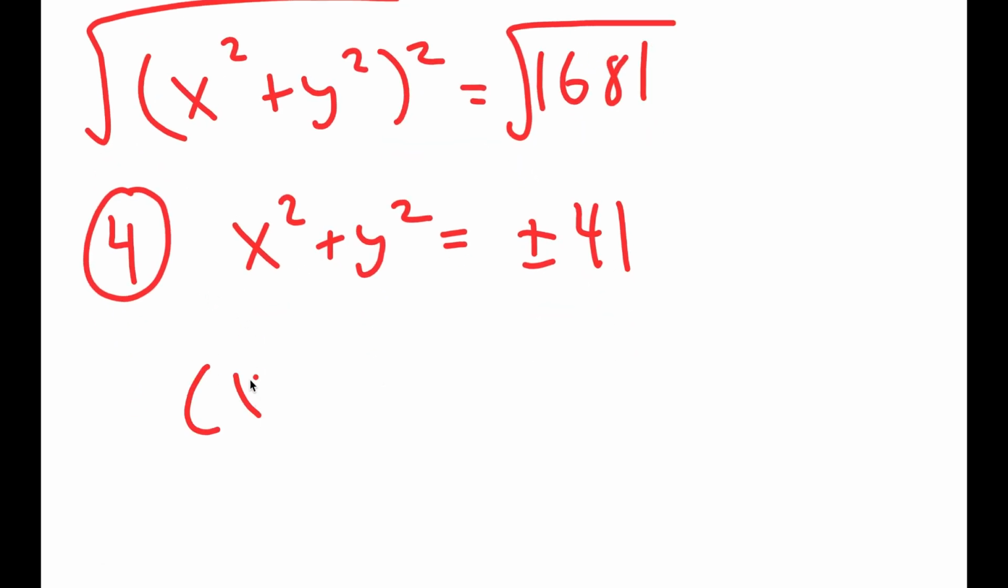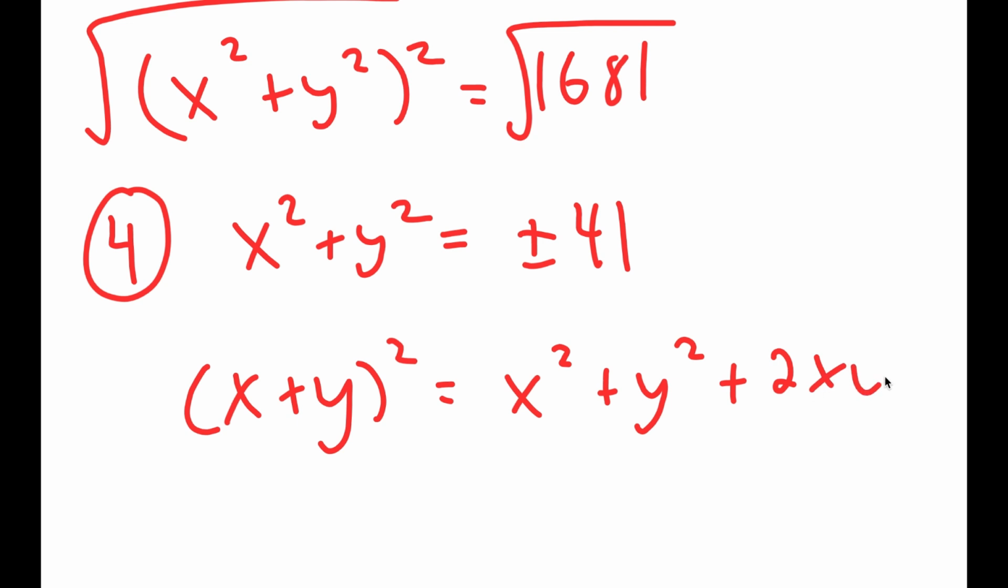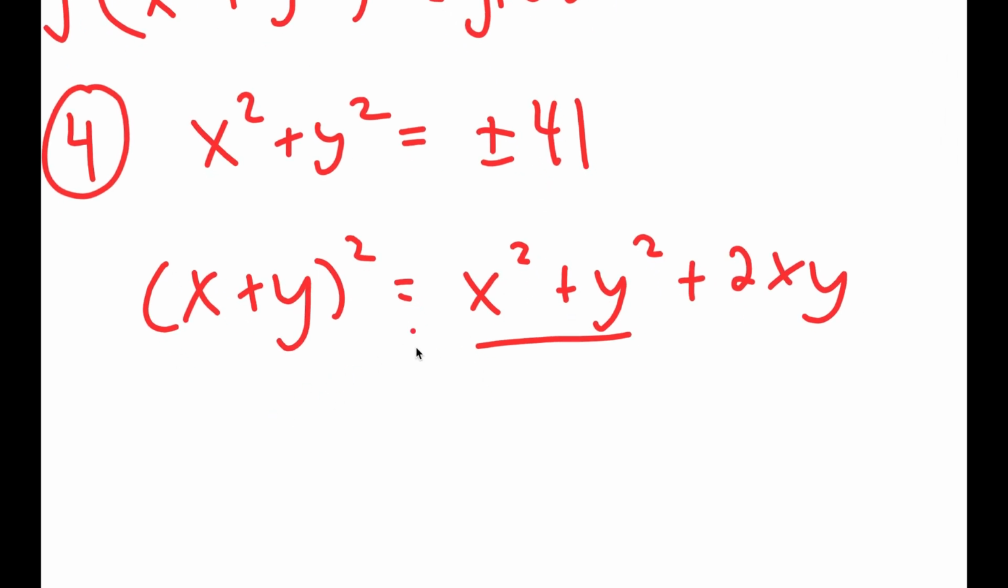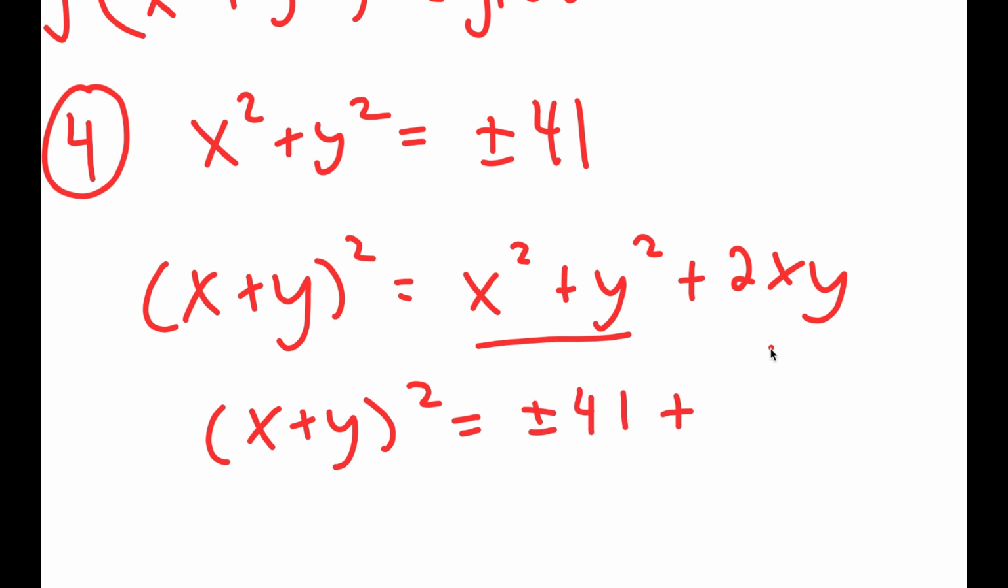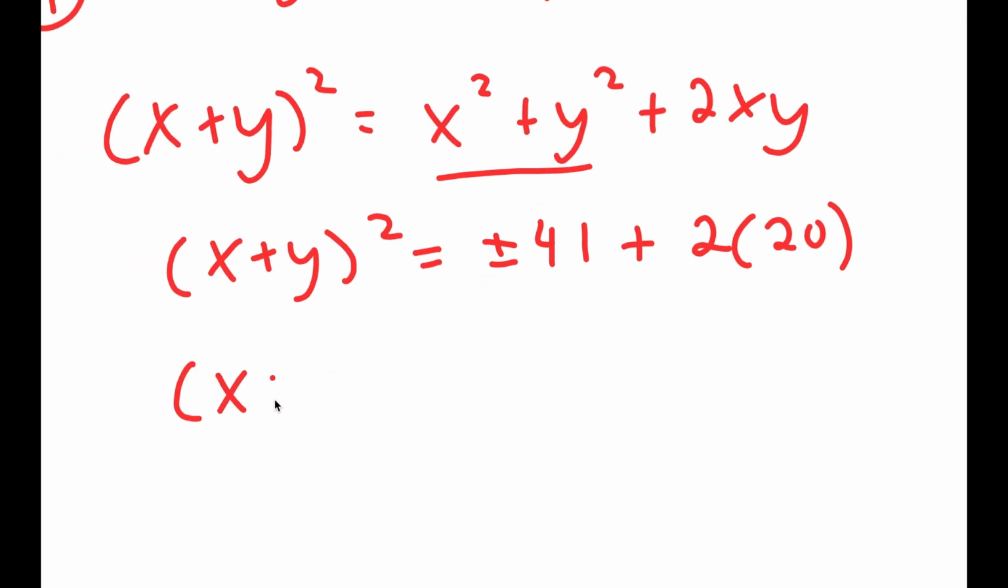Now, we know that if we have something in the form (x plus y) squared, this is equal to x squared plus y squared plus 2xy. So remember, x squared plus y squared, as we see here, is equal to positive or negative 41. So I get (x plus y) squared is equal to positive or negative 41 plus 2 times x times y, which we know is 20. So I get (x plus y) squared is equal to 40 plus or minus 41.